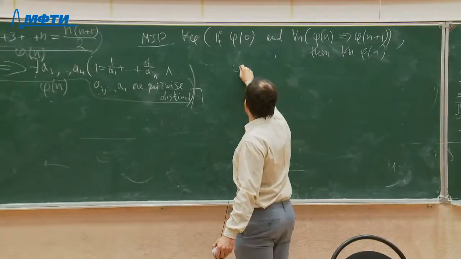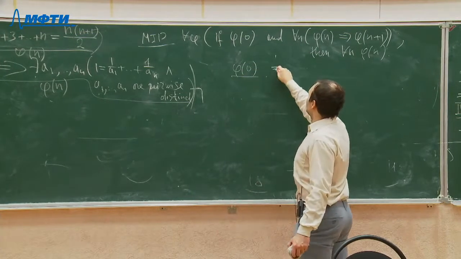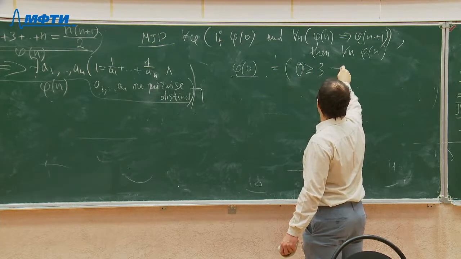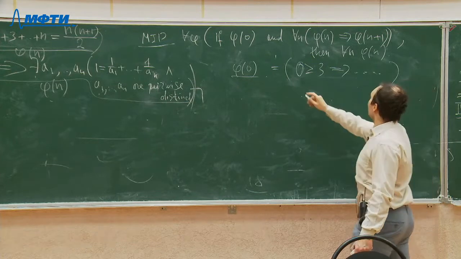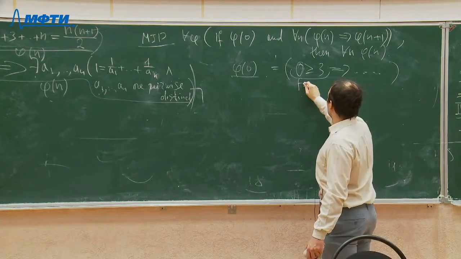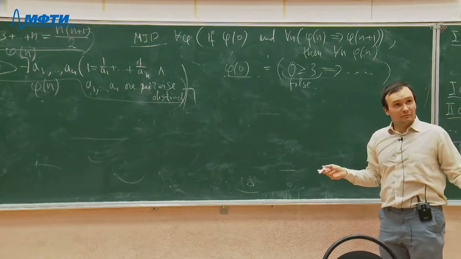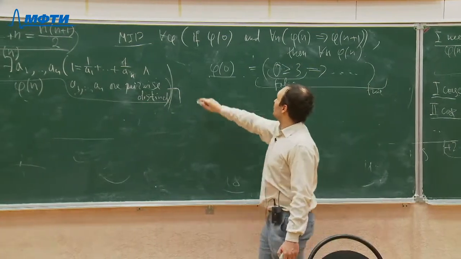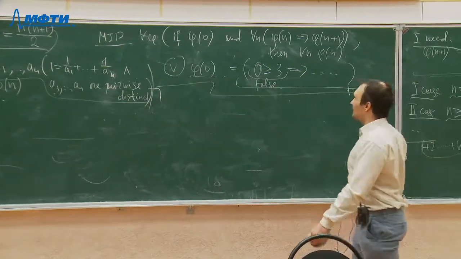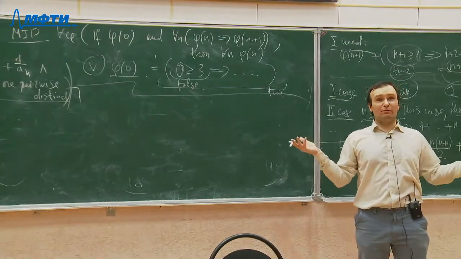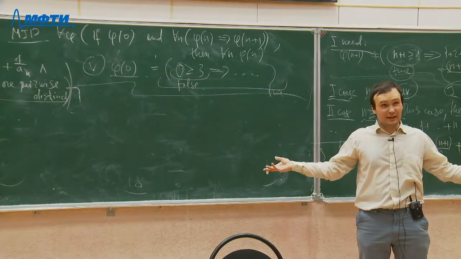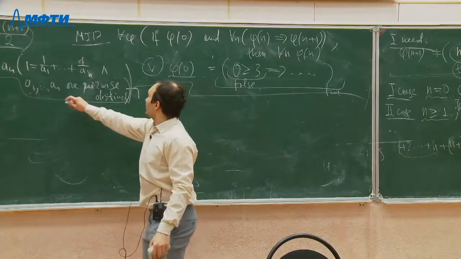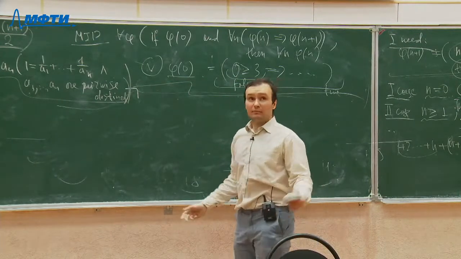So, the base case is trivial. The base case is of the following form. If 0 is greater or equal than 3, then something. But anyway, that's false. So, our implication is true. That's okay and is not worth any further consideration. Is it clear? Now, let's check the inductive step.